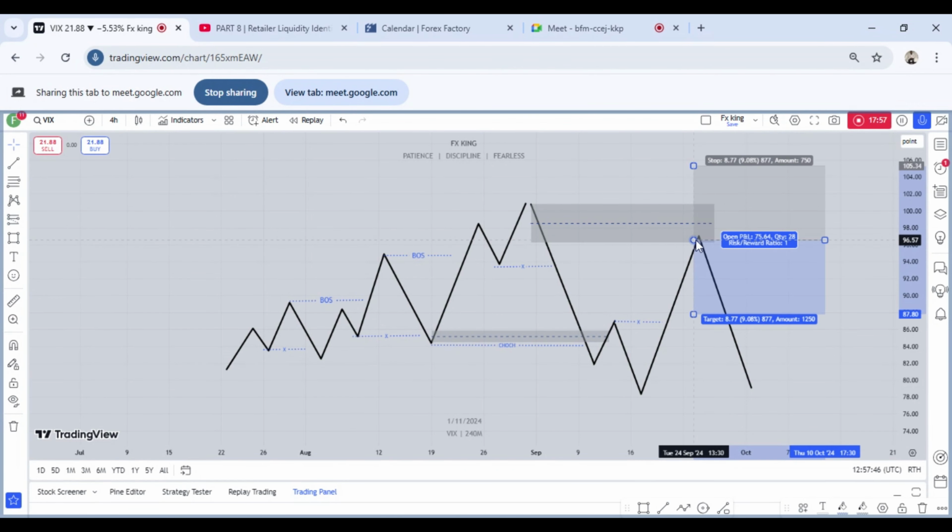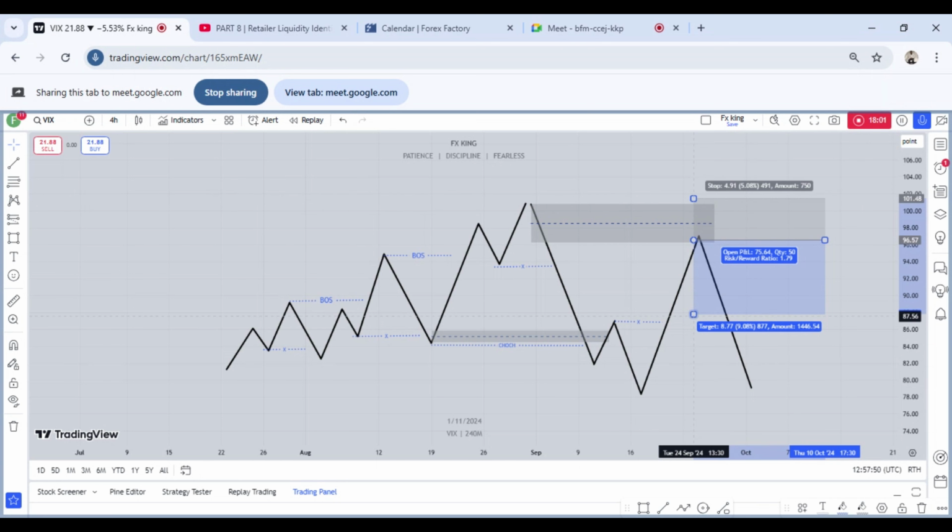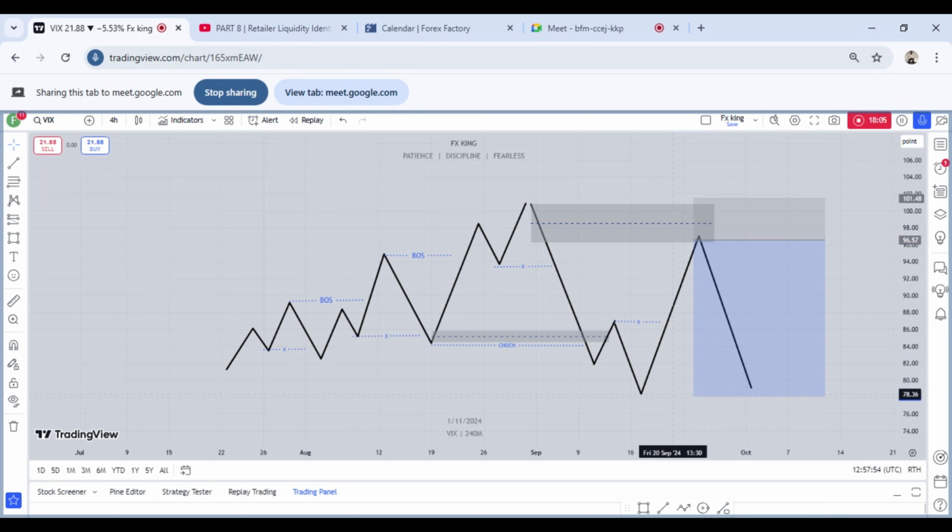So from here now, you can get some sort of a position like this. You can get some sort of a position like this. This is the second change of character. Price doesn't have to come from any big time frame zone. Price just needs to be trending, then it can change character at any point in time.